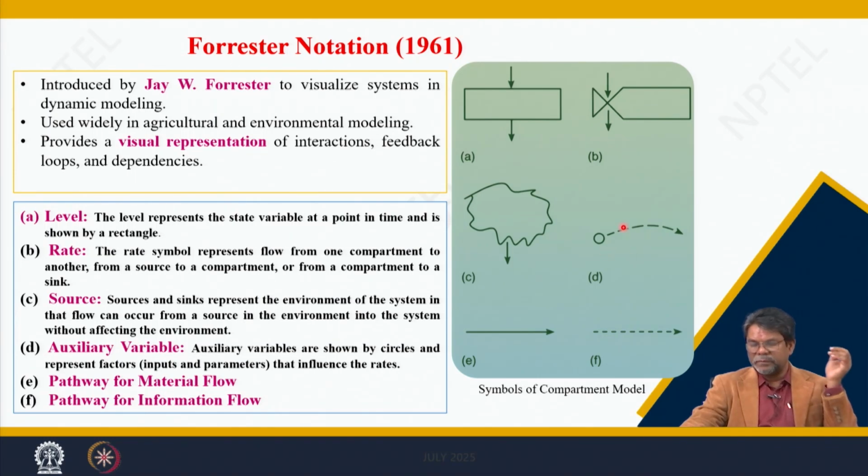And this symbol you can see, the D, this represents auxiliary variables. So, what are auxiliary variables? These variables may not be part of the system, but they influence the state variables, the state of the system, the process of the system is influenced by these auxiliary variables.